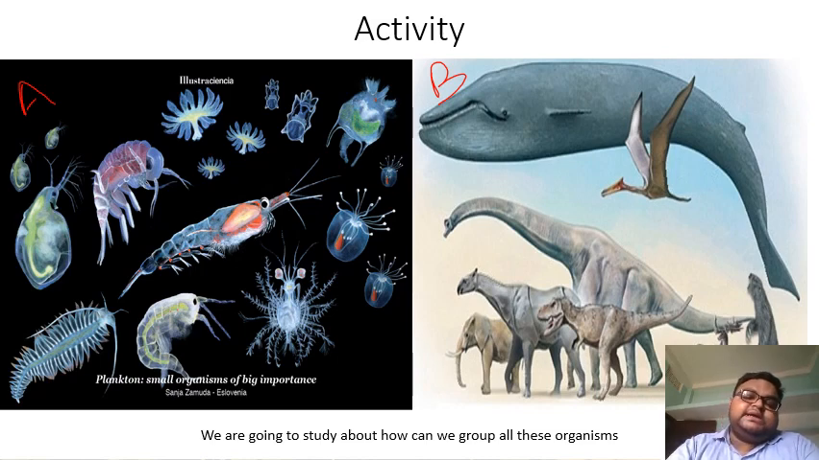Right. So students, try to focus your attention on the picture B. There is an elephant, there are some sort of dinosaurs, then there is a blue whale, right? So this is a flying dinosaur, right? So there are different types of organisms shown here in the picture B also, right?